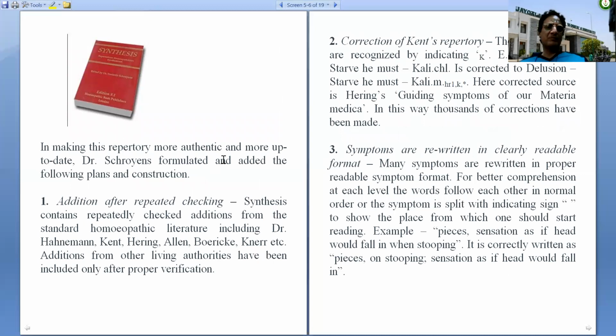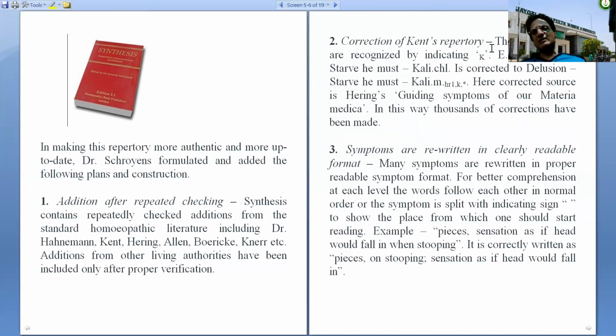In making this repertory more authentic, more up to date, Dr. Schroyens formulated and added the following plan and construction. जैसा क्या स्पेशल इस रिपर्टरी में है जो डॉक्टर श्रेंस ने डाला है, जिससे इसकी स्पेशल प्रेजेंटेशन आ जाती है. He has made additions after repeated checking. Synthesis contains repeatedly checked additions from standard homeopathic literature of Dr. Hahnemann, Kent, Hering, Allen, Boericke, Nash. तो कोई कमी ना रह जाए, इसके लिए बारंबार उसको चेक करके फिर ही डेटा को इंक्लूड किया गया.